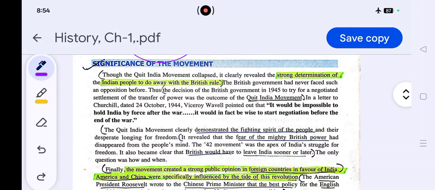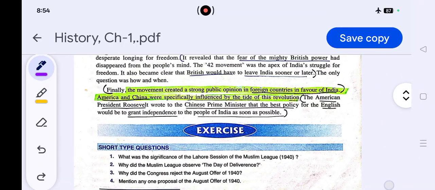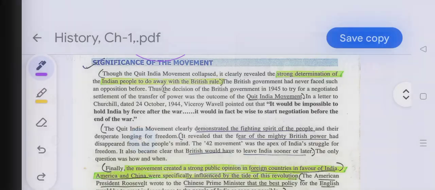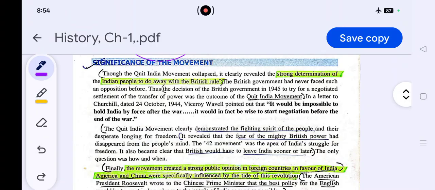Okay, significance of the movement. We are at the very end of this unit, and soon we are going to finish this. Though the Quit India movement collapsed, it clearly revealed the strong determination of the Indian people to do away with the British rule. That means the Quit India movement failed, but the spirit of the Indians was very strong. That was shown. The British government had never faced such an opposition before.